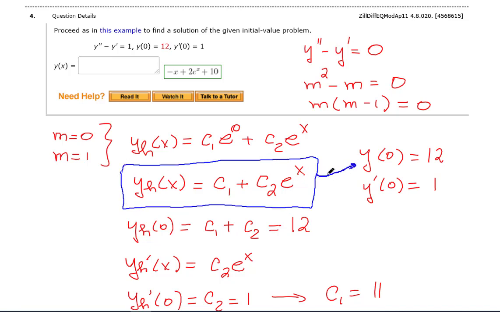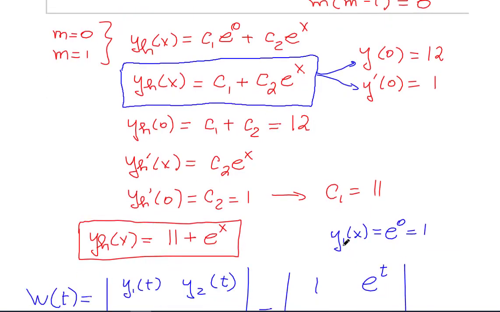And if I plug in my initial conditions, okay, so if I plug in 0, I get C1 plus C2 is 12. And if I calculate the first derivative, I get C2 e to the x. Plug in 0, e to the 0 is 1. And so I get C2 is 1. Well, because the sum has to be 12, C1 is 11. All right, so here's my homogeneous part.